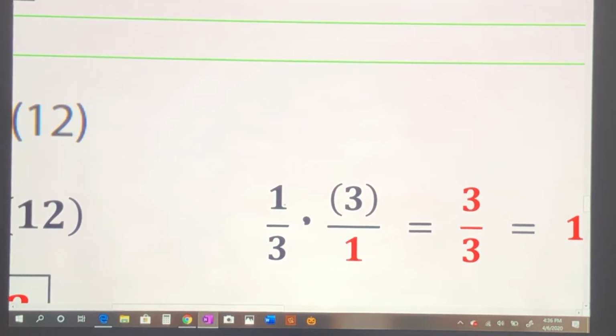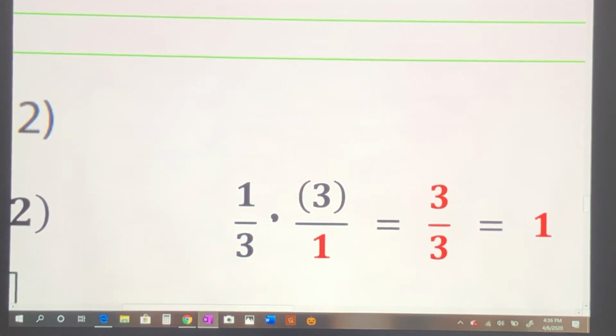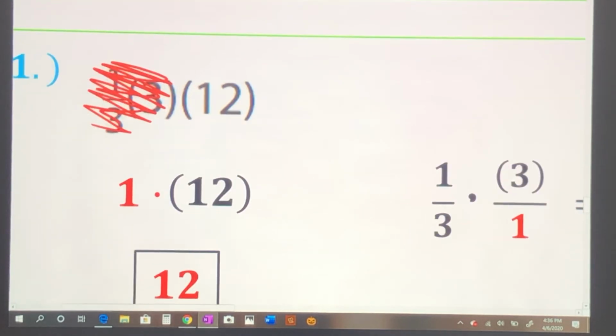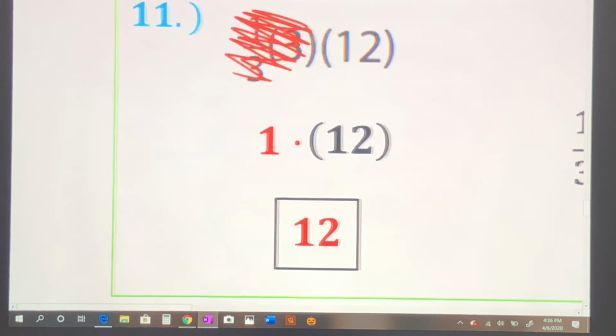Put a 1 under it. 1 times 3 is 3. 3 times 1 is 3. 3 divided by 3 is 1. That's 1/3 of 3 is 1. 1 times 12 is 12.